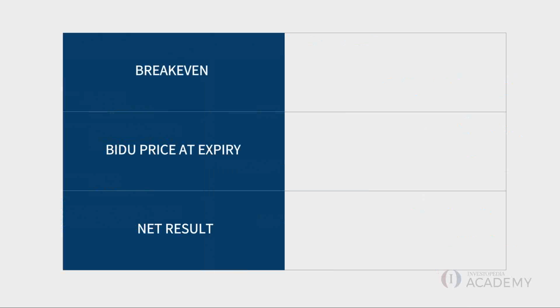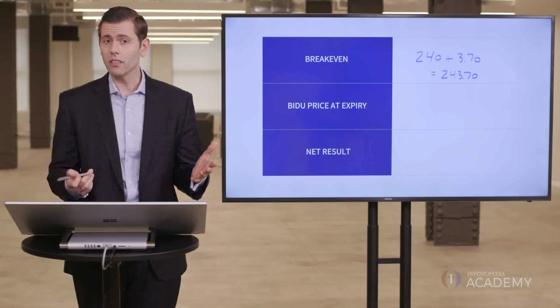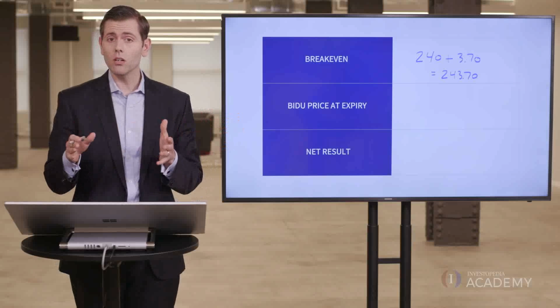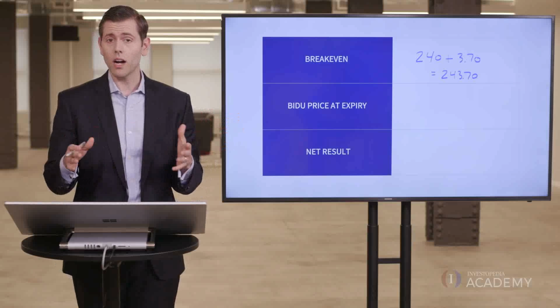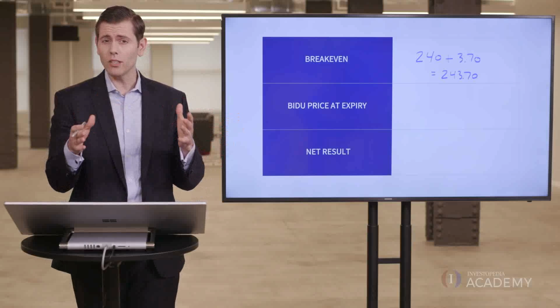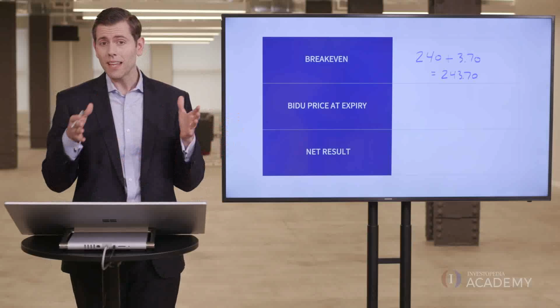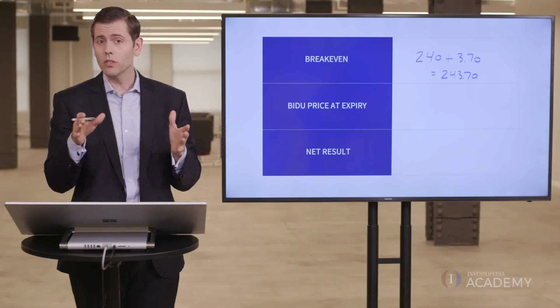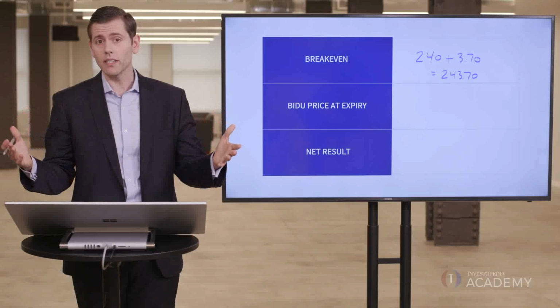To calculate your break even, you need to know what your lower strike is. So that's 240. And then you add the net premium that you collected of 370. So your break even equals 243.70. What's interesting about this break even is if Baidu had closed below 243.70, this could have been a profitable trade. Remember, I had 10 points of buffer when we started this trade because Baidu was roughly around $233 at the onset of the trade. So I had 10 points of room for this to potentially be a profitable trade.